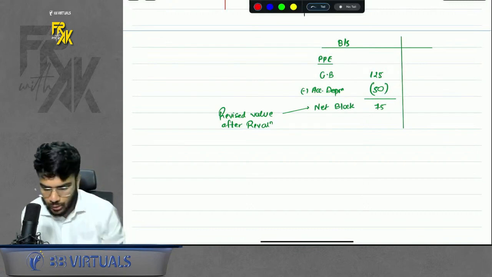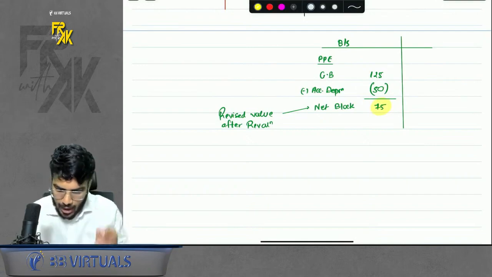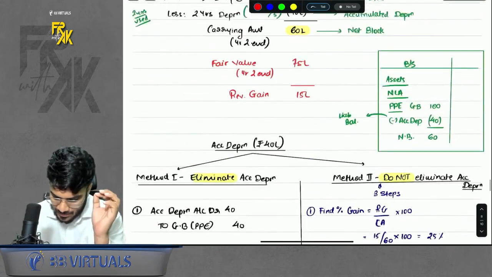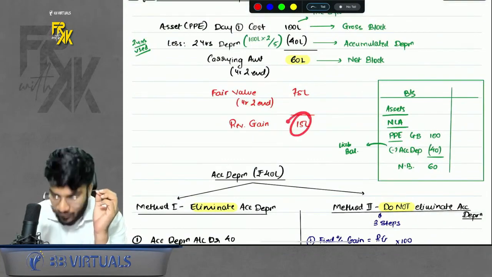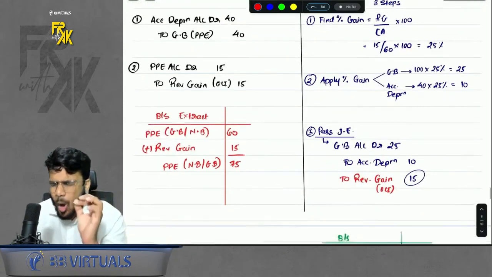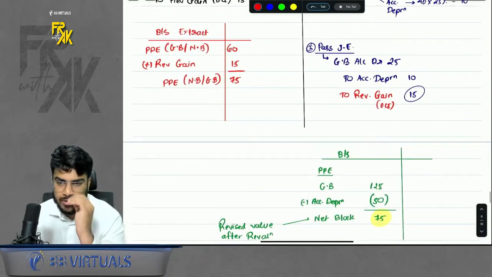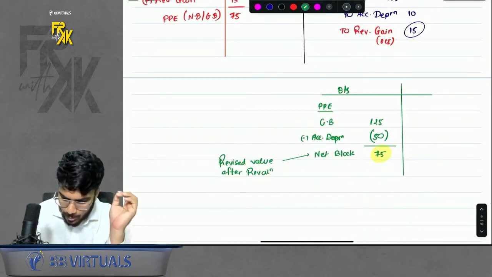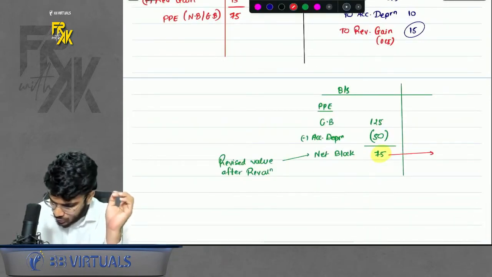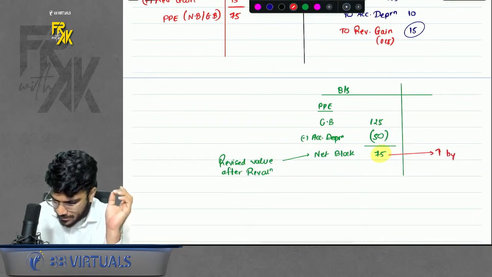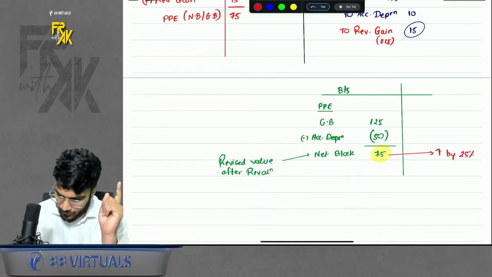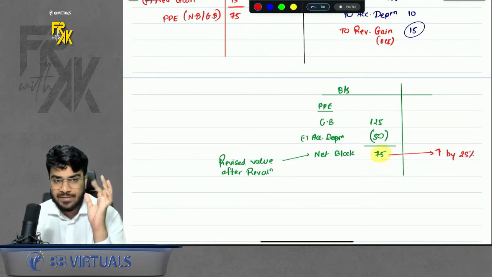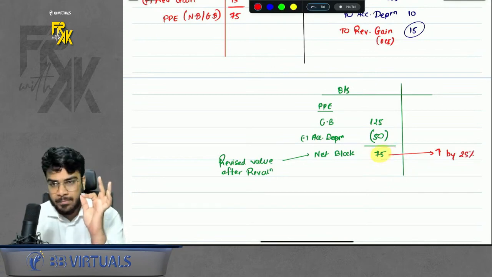But again, the question lies, sir, what is the logic behind increasing these two things? Now, get ready for the logic. Tell me one thing. Our net block was previously 60 lakhs, right? We increased it by 15 lakhs. That means by how much percentage did the net block increase? Can I say that it increased by 25%? That is the exact value which we found in step number 1.